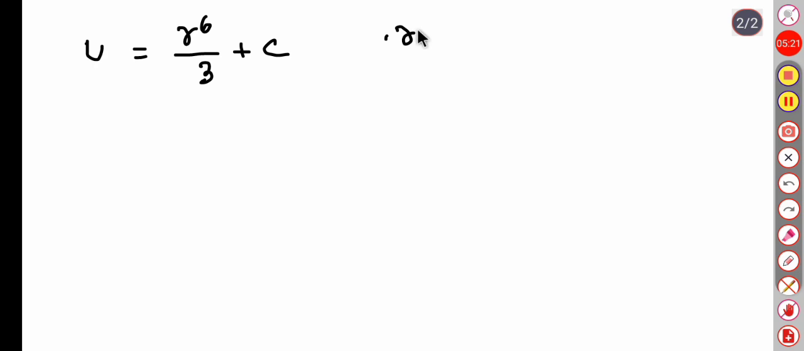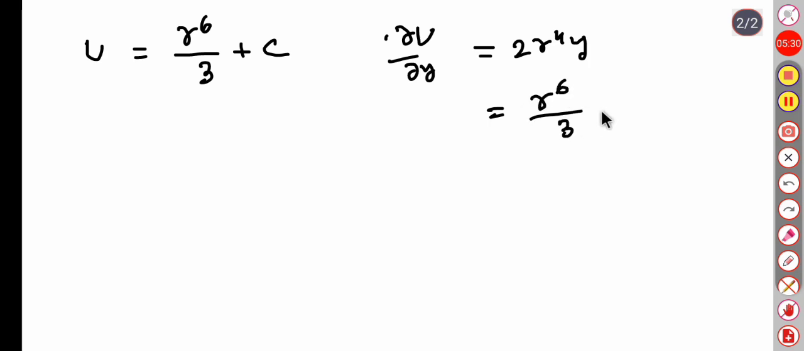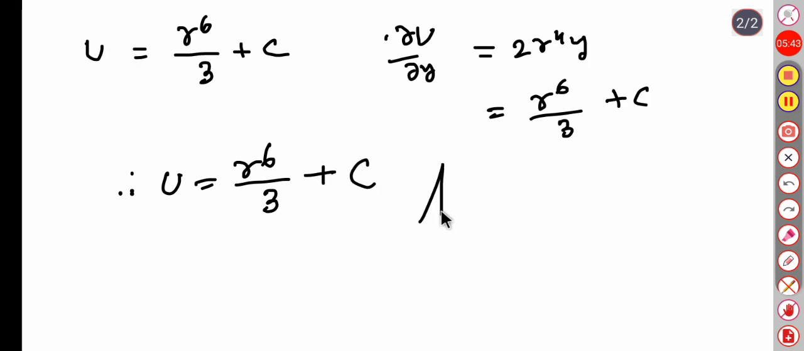Similarly, we can also calculate del u del y, that will be 2r to the power 4 y, and this will also give us r to the power 6 by 3 plus c. So our general solution will be u is equal to r to the power 6 by 3 plus c. So this is our solution.